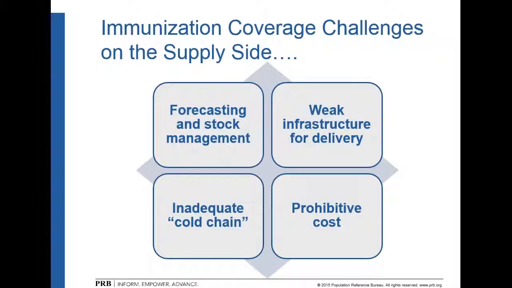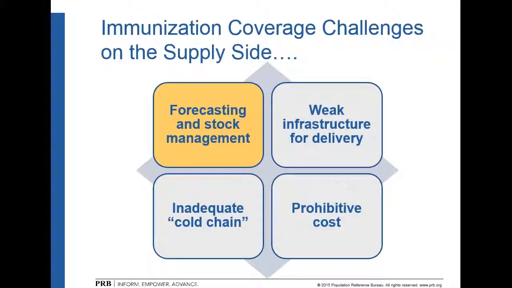All right. Well, so far we've talked quite a bit about the state of affairs when it comes to vaccination coverage, both in the U.S. and in other settings. So now what I'd like to do is move into a brief discussion about where some of the key challenges lie and how we might overcome them. So if we start with the challenges on the supply side for vaccines, we can see in the upper left-hand corner that one key challenge is accurate forecasting and stock management.